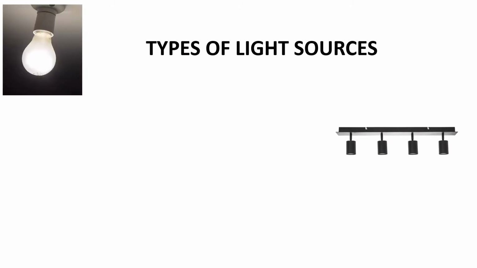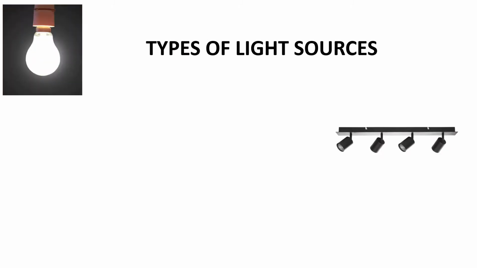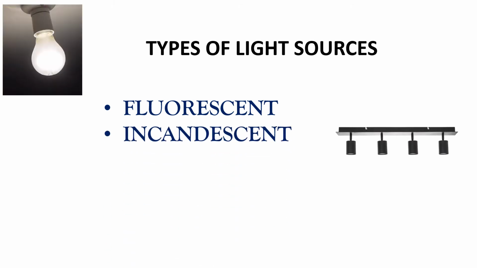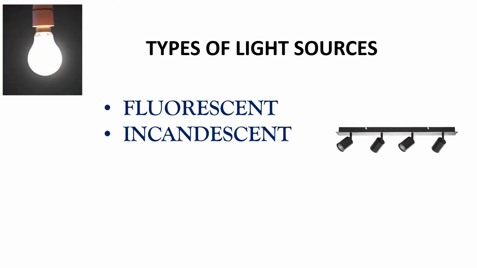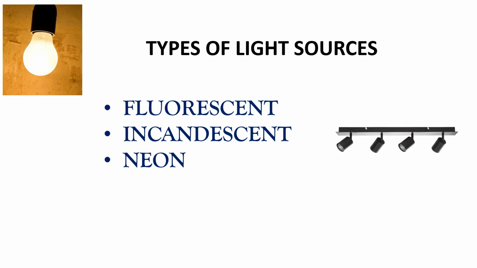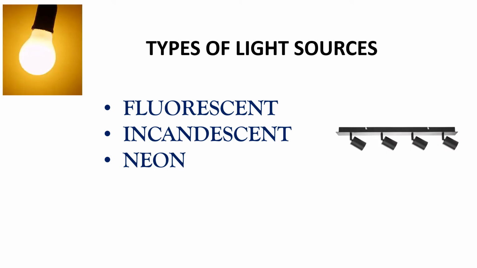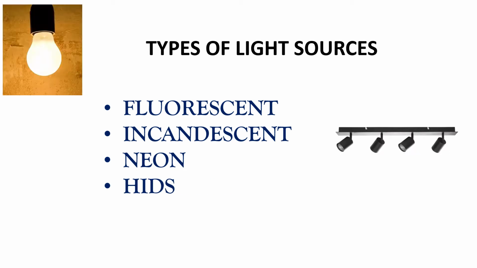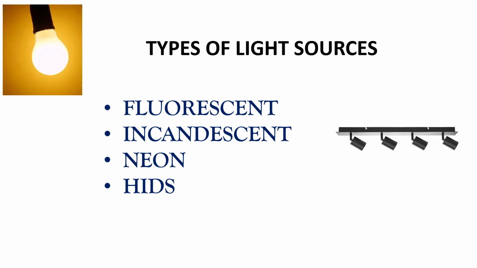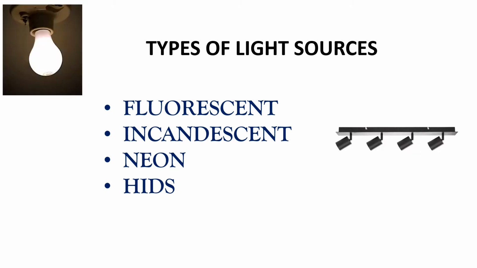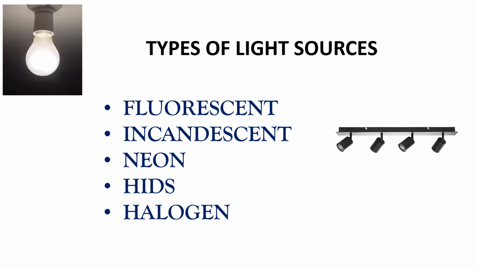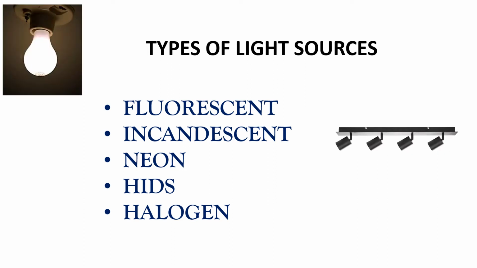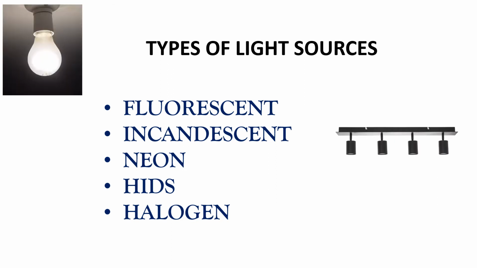So what are the types of light sources? First is fluorescent. Second, incandescent. Third is neon. The next one is HID, which is also known as high intensity discharge bulb. And the last one is halogen. So today we are going to study the types of light sources in a detailed way.